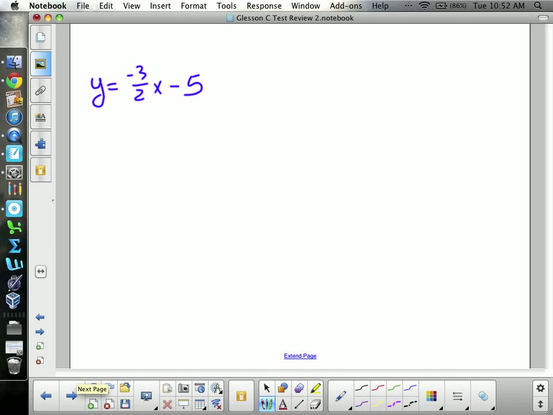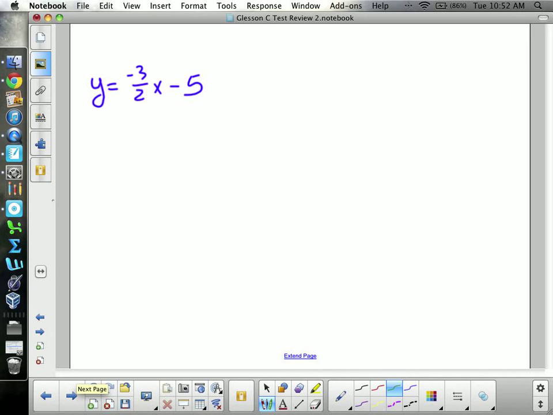I had a few people on the quiz that wrote y equals -3/2 minus 5. They forgot the x. Don't forget the x. What did x ever do to get left behind? Poor x. Poor thing, it's crying because it misses its mommy. It got left behind.